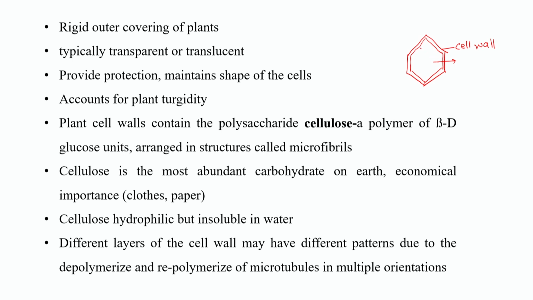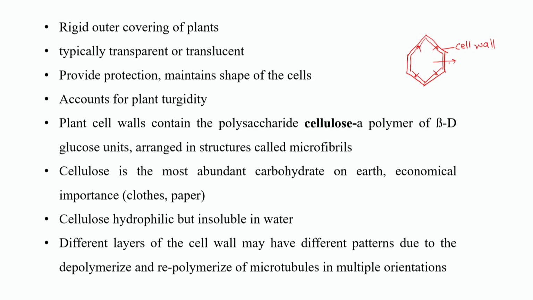Now, when the cell becomes turgid, the membrane exerts pressure on the outer side, on the cell wall, and if this cell wall is not rigid or is not present, the cell can burst. So, this cell wall protects the cell from bursting when it is in turgid condition.